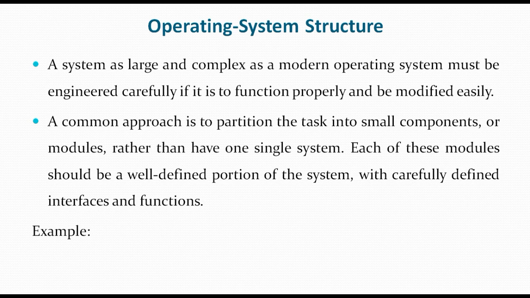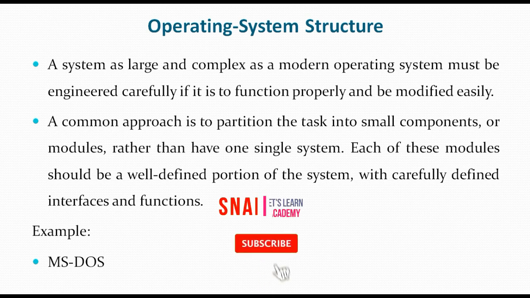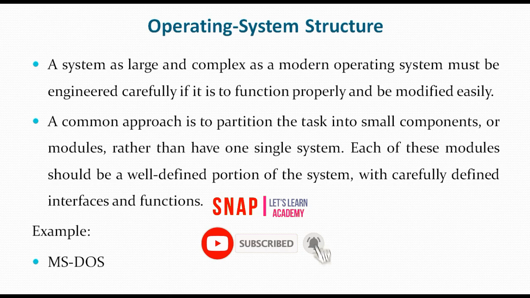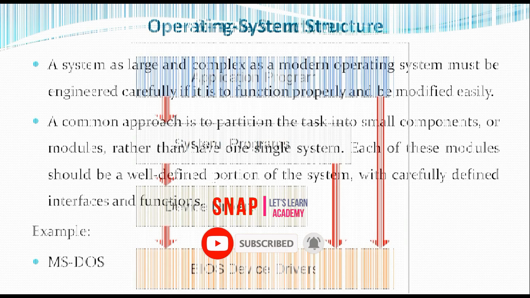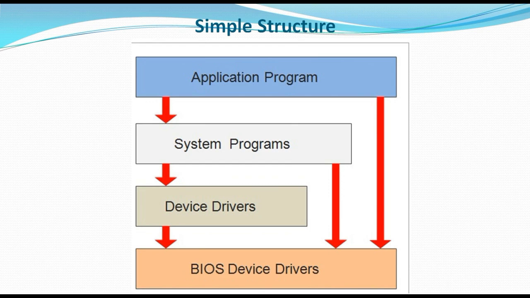The first example of operating system structure is the simple structure, and MS-DOS is an example of it. Many commercial systems do not have well-defined structures. Frequently such operating systems started as small, simple, and limited systems and then grew beyond their original scope. MS-DOS is an example of such a system.